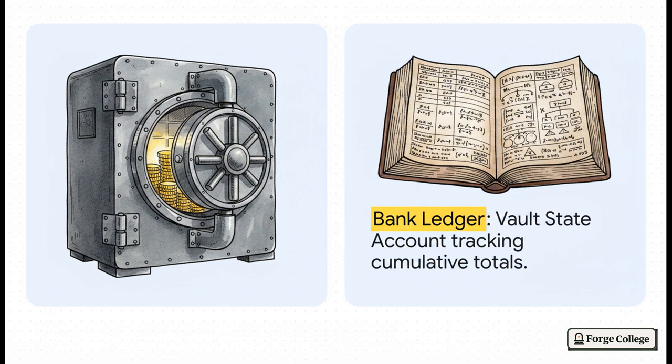Then we have the bank ledger. This is your custom program-owned vault state account. It acts as the master ledger, tracking every single claim, total assets, and total shares. So basically, the safe holds the cash, and the ledger holds the math.